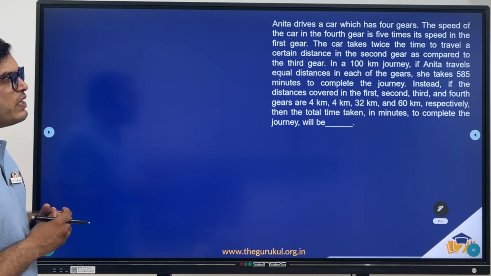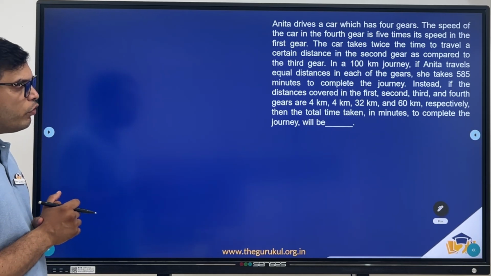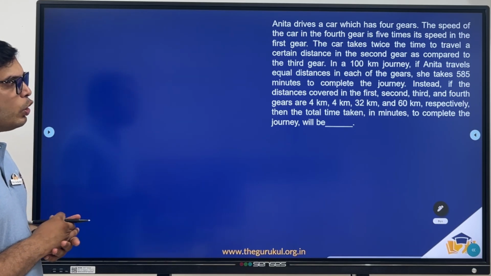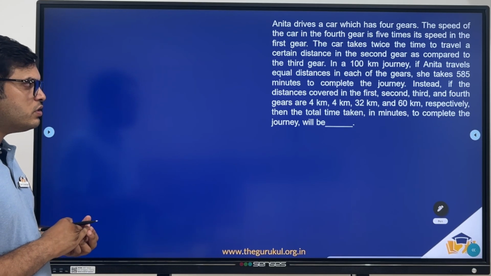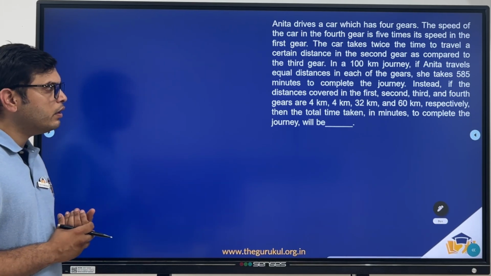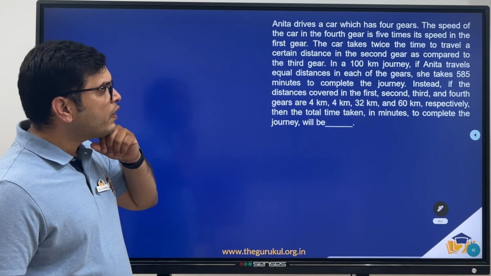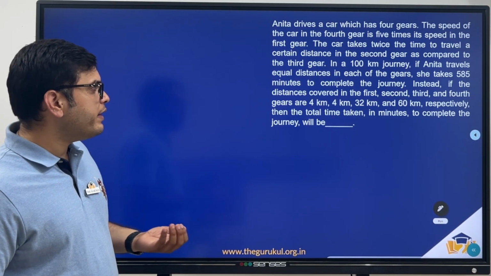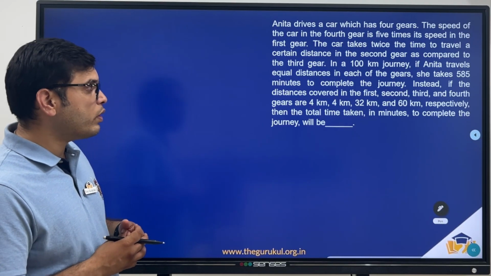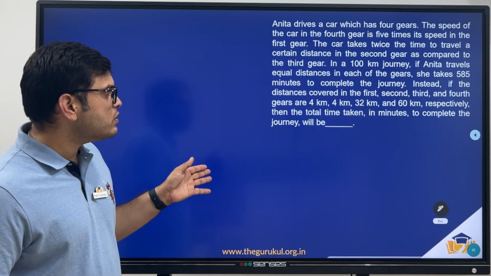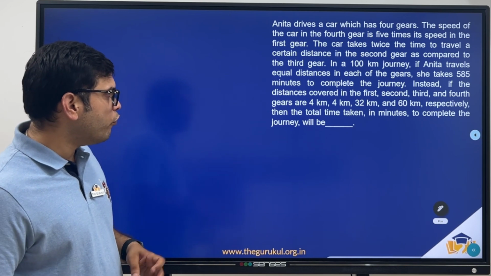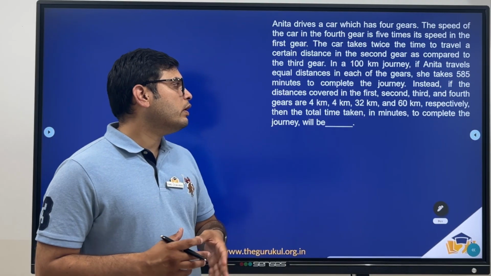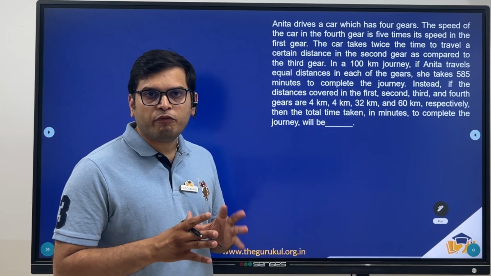Anita drives a car which has 4 gears. The speed of the car in the 4th gear is 5 times its speed in the 1st gear. The car takes twice the time to travel a certain distance in the 2nd gear as compared to the 3rd gear. In a 100-kilometer journey, if Anita travels equal distances in each of the gears, she takes 585 minutes to complete the journey. Instead, if the distances covered in the 1st, 2nd, 3rd, and 4th gears are 4, 4, 32, and 60 kilometers respectively, then the total time taken in minutes to complete the journey will be, right?